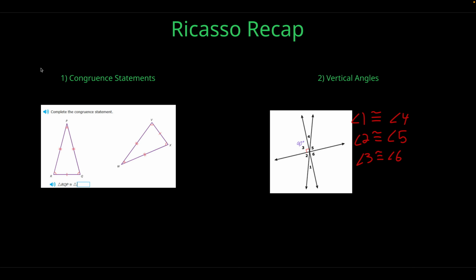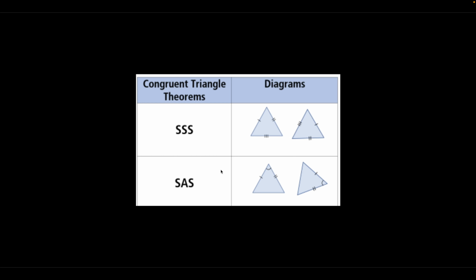For your Ricasso Recap, you should already know how to write congruence statements, and you should know about vertical angles. If you want refreshers on these two topics, there will be videos in the description below. Please go watch those before you start this lesson. All right, new lesson starts now.